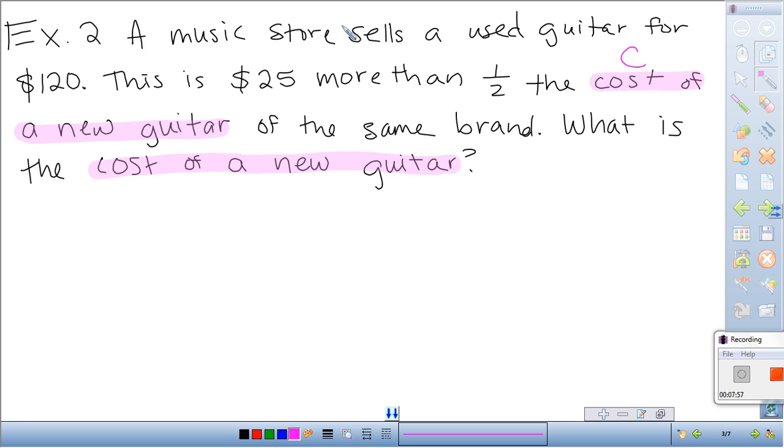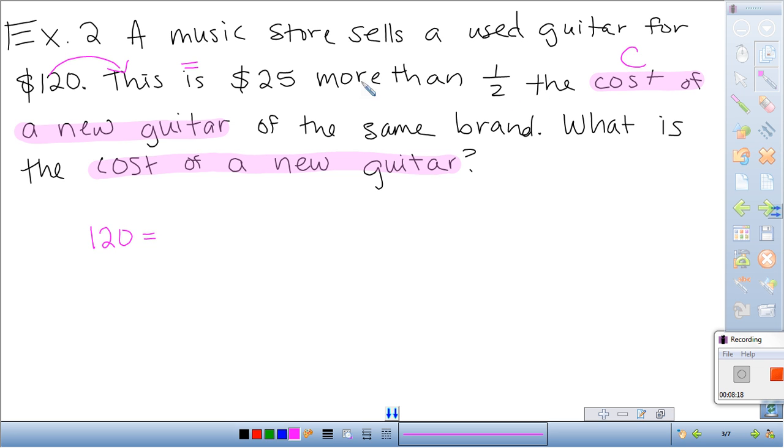Now I'm going to use my word problem to set up my equation. A music store sells a used guitar for $120. So I have $120. This is. So what is $120? Is. What is in math? Our equal sign. So here's my equals. $25 more than half C.